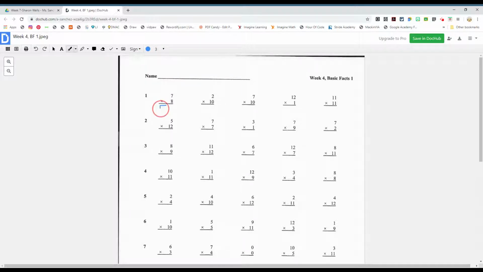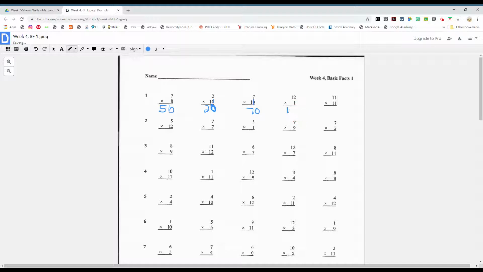7 times 8, 56. You remember what we say, 5, 6, 7, 8. 2 times 10, 20. Hop over the 0, remember, 1 times 2 is 2. What about 7 times 10? 70. Hop over the 0, 7 times 1 is 7. That is a 0, boys and girls. The next one, 12 times 1, 12.